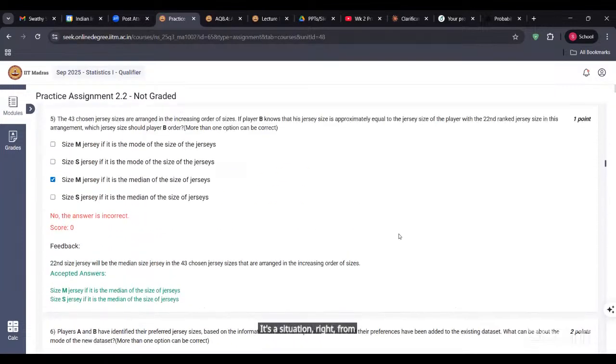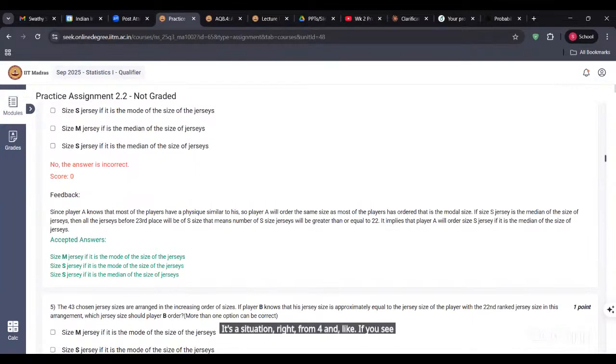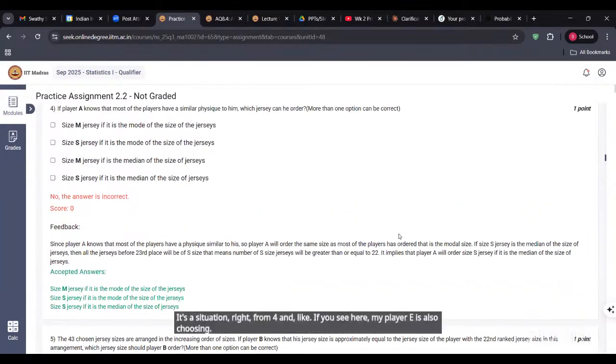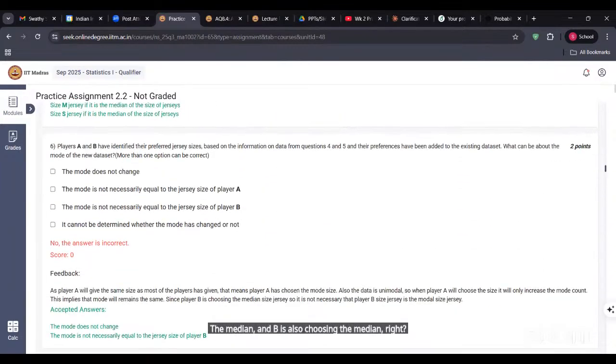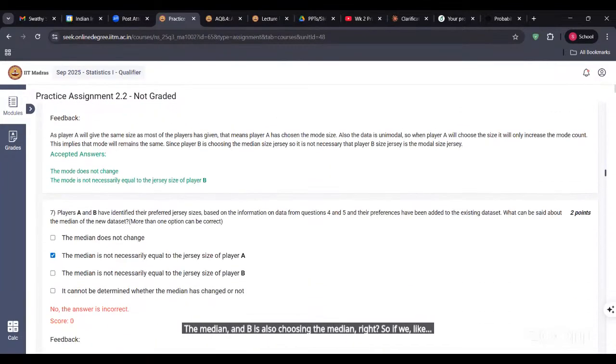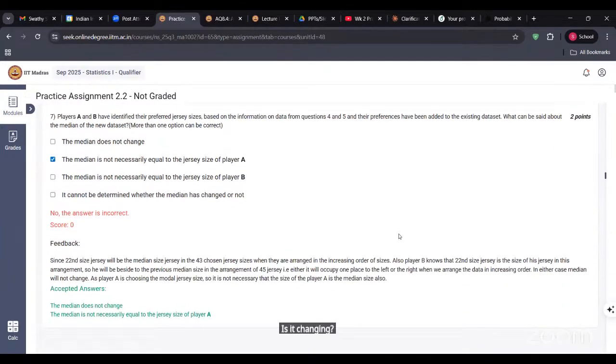If you see here, my player A is also choosing the median and B is also choosing the median, right? So if we sum both of that, my median is not changing, right? For the whole data, the median is not changing. It's not changing, right? So that's why here the median is not changing. Got the point? Yes, ma'am.